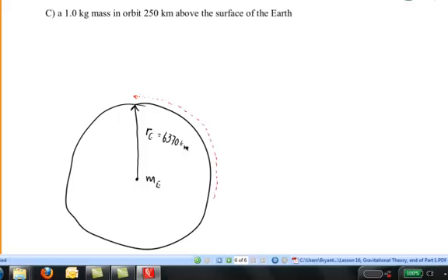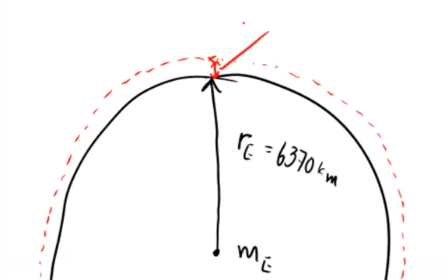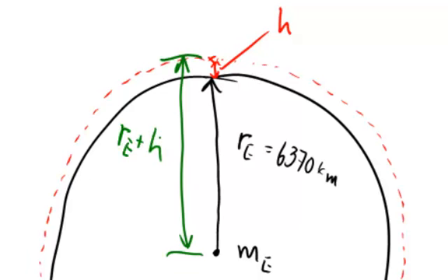If it were in orbit around the Earth, in a circular orbit, it's not going to be very high above the Earth's surface. I'm going to call this distance between the surface of the Earth and the satellite in question, the 1 kilogram satellite, h. And I'm going to call the distance between the centers of gravity of the Earth and the satellite the radius of the Earth plus this distance h. And that's the number that I've got to feed into Newton's law of gravitation.